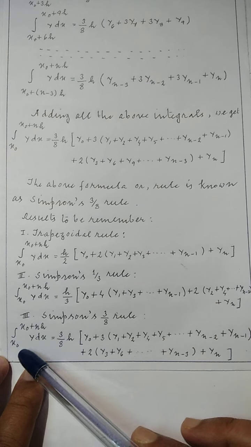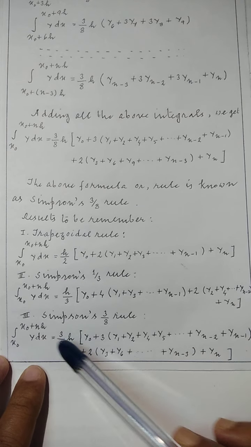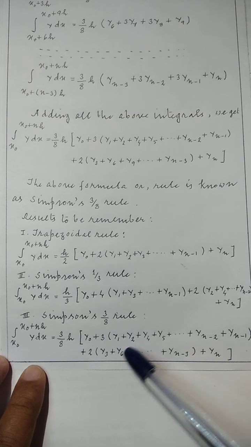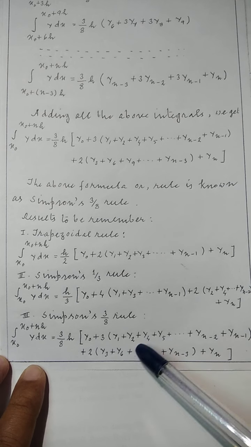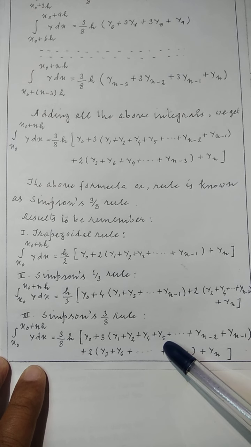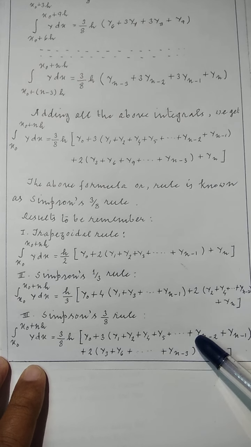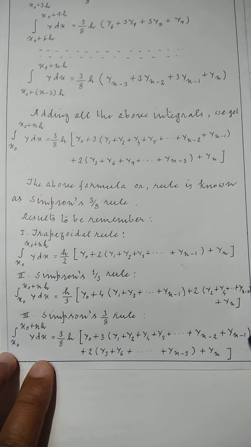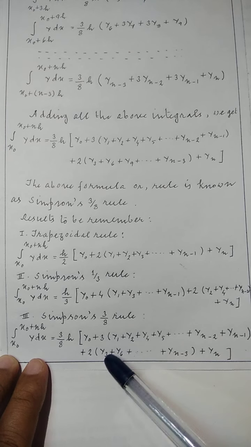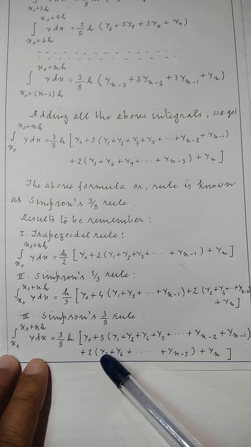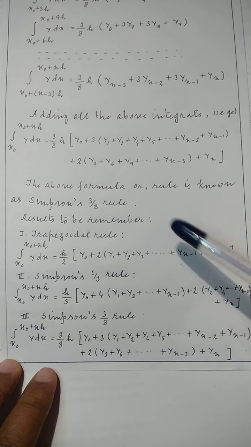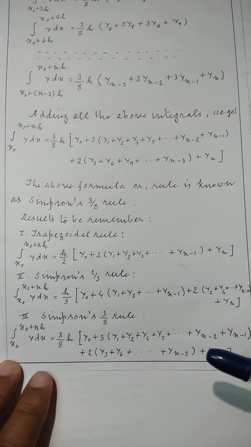And Simpson's 3/8 rule, just now we have deduced this result. The integral from x naught to x naught plus nh of y dx is equal to 3 by 8h, then the first term is y naught plus 3 times the ordinates which are not multiples of 3: y1 plus y2 plus y4 plus y5 and so on. Here the last two terms will be yn minus 2 and yn minus 1, plus 2 times the ordinates which are multiples of 3. So it will be 2 times y3 plus y6, the last will be yn minus 3, and the last term will be yn. So these are the three results you have to remember to solve the problems.